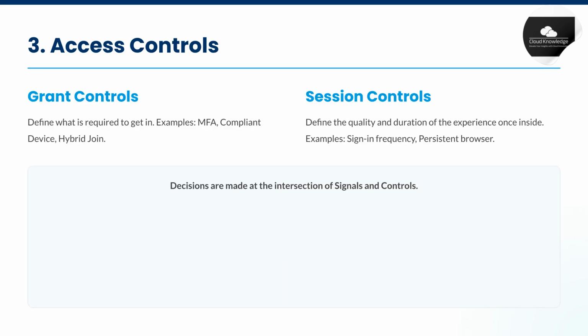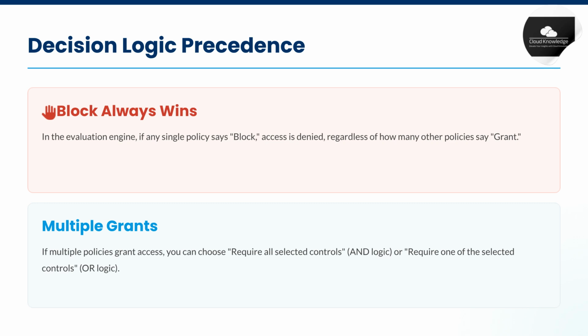The third component is access controls, where decisions are made. Grant controls define what is required, like MFA or a compliant device. Session controls define the user experience, such as sign-in frequency. Regarding decision logic, block always wins. If any single policy denies access, it is blocked. For multiple grants, you can apply AND logic, requiring all controls, or OR logic, requiring only one.